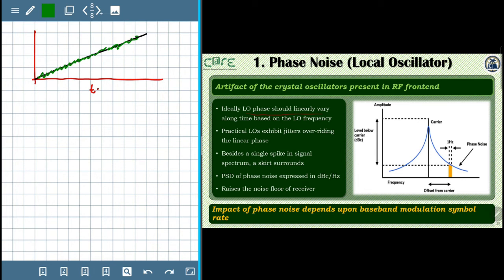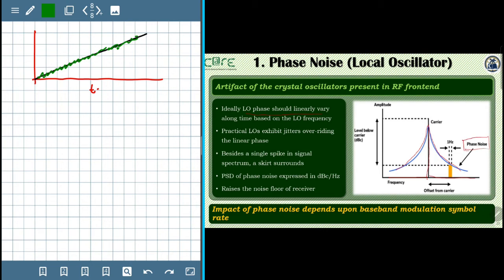Instead of truly rising linearly along time, they show some noise, and this has a consequence that if you see the overall spectrum, the spectrum does not look as sharp as this, but it has a skirt surrounding, so the spectrum just widens up and it looks more like this. And this is basically the phase noise that can be seen in the spectrum as well.